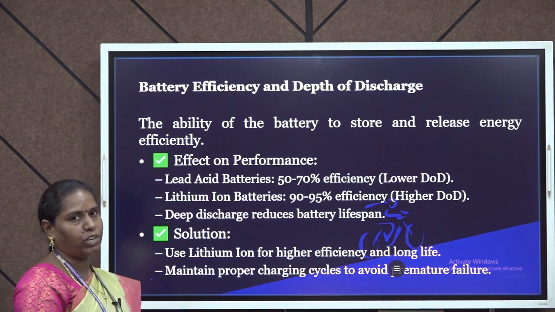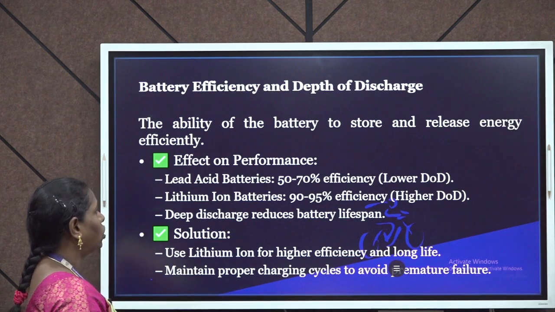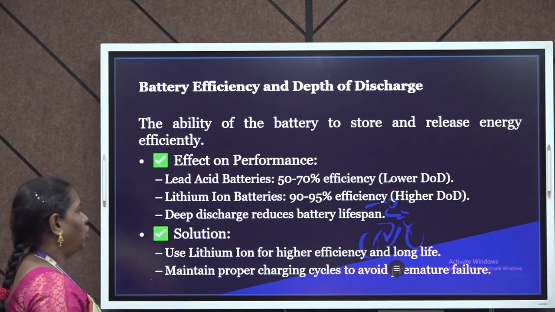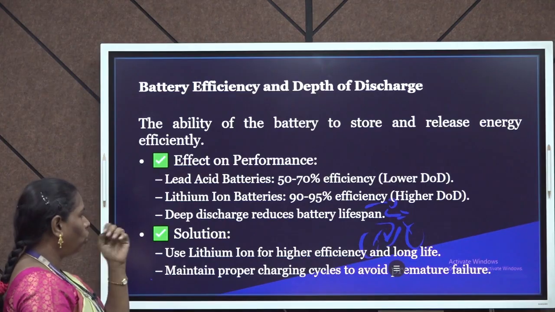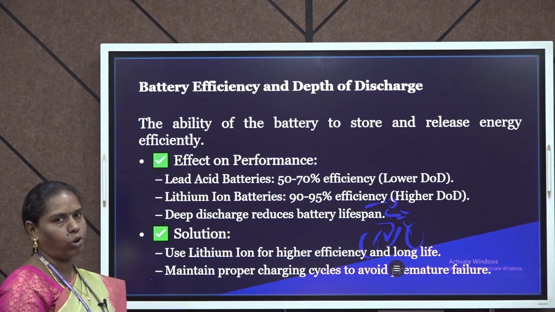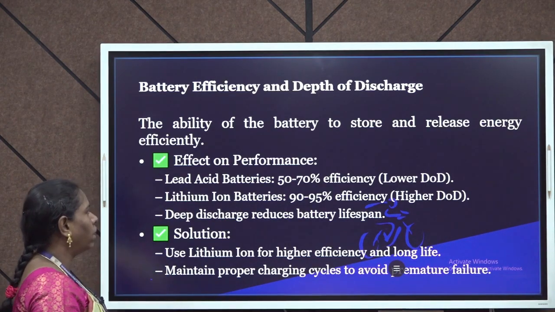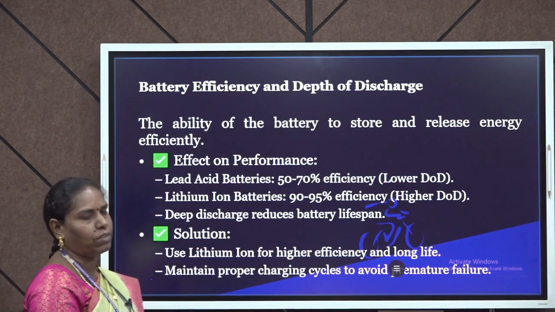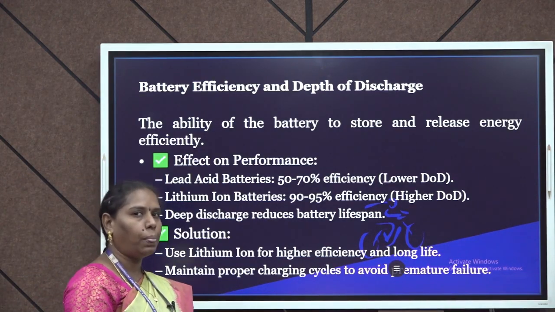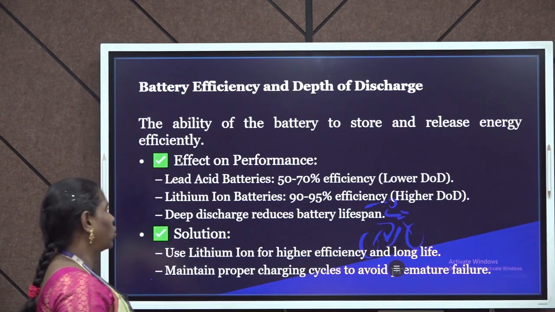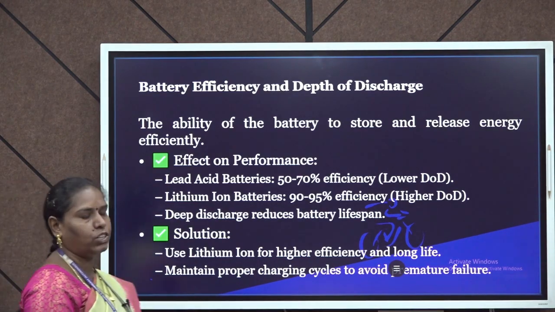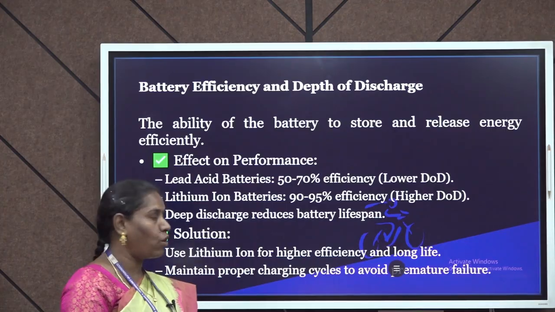And next one, battery efficiency and depth of discharge. This is the ability of a battery to store and release energy efficiently. We know that different kinds of batteries are available in the market: lead acid batteries and lithium ion batteries. Lead acid batteries have an efficiency of 50 to 70% with a lower depth of discharge, whereas lithium ion batteries have an efficiency of 90 to 95% with a higher depth of discharge.